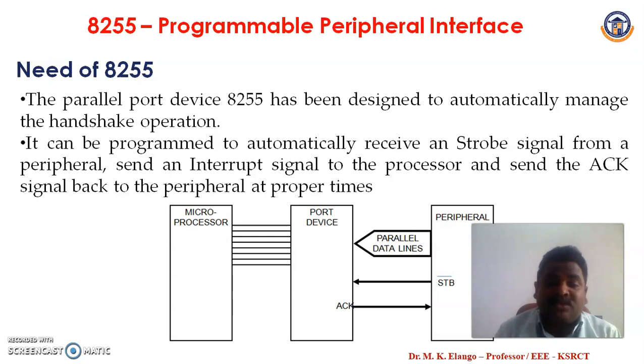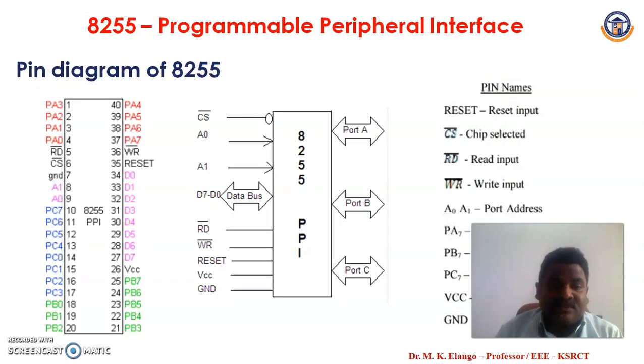Right? So by using these signals, it's synchronizing the data transfer operation. Actually, the 8255 is going to act as the mediator between the peripheral devices and the microprocessor and organize the data transfer operation. This is the need for this programmable peripheral interfacing IC, right?